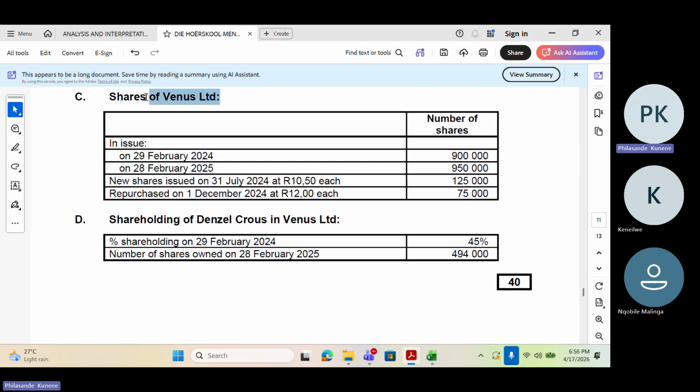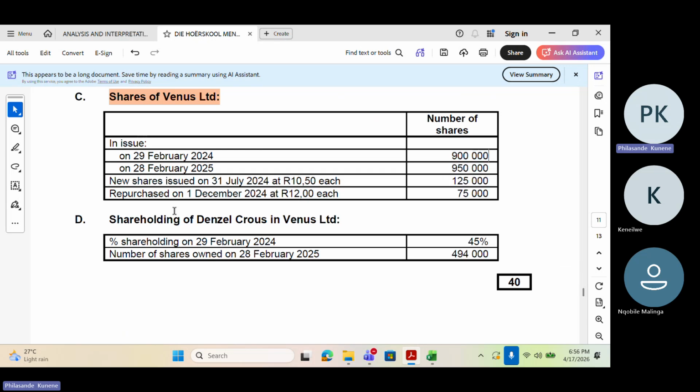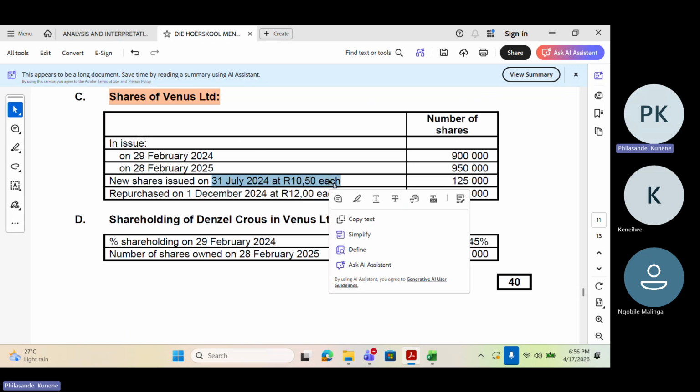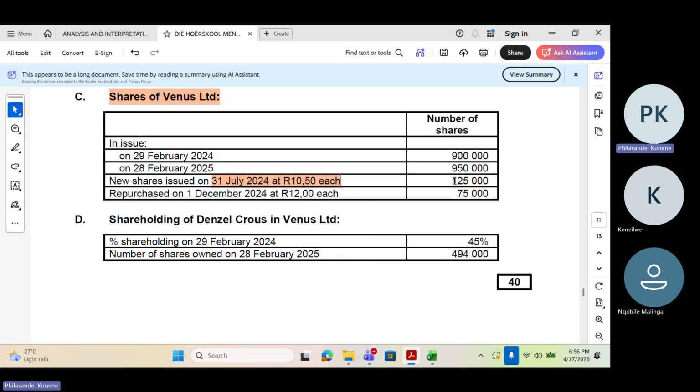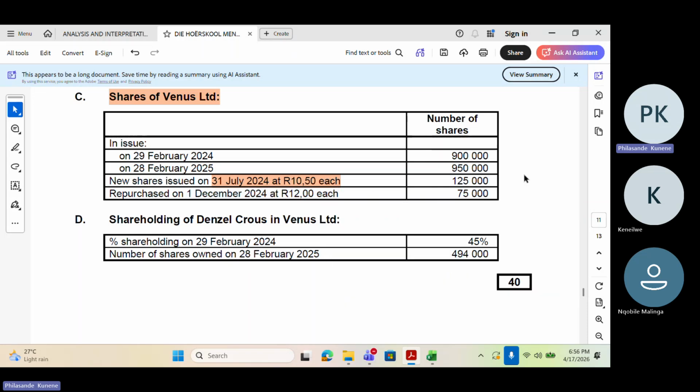Shares of Venus Ltd. Let's look at this one. Shares in issue on 29 February 2024, we have 900,000 shares. On 28 February 2025, 950,000. So these are the shares in issue at the beginning, and these are the shares at the end. And then new shares issued on 31 July 2024, 10 Rand 50 each, we have 125,000 shares. Repurchased on 1 December 2024, 12 Rand each, that is 75,000 shares.